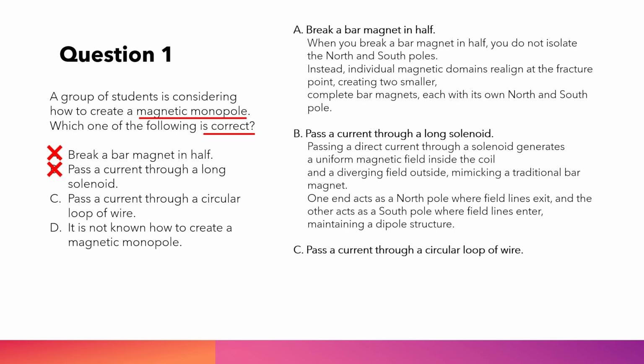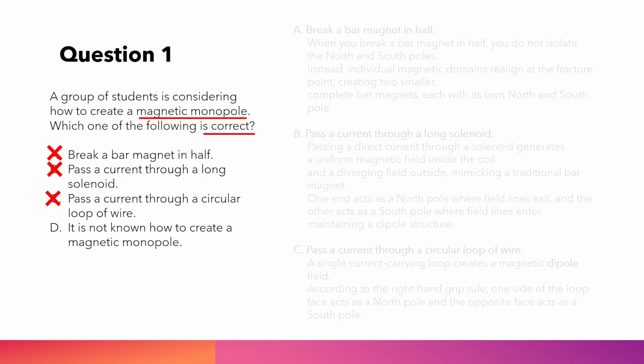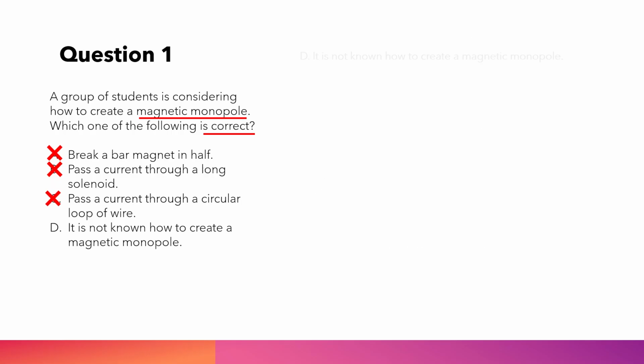C. Pass a current through a circular loop of wire. A single current-carrying loop creates a magnetic dipole field. According to the right-hand grip rule, one side of the loop face acts as a north pole and the opposite face acts as a south pole. D. It is not known how to create a magnetic monopole.